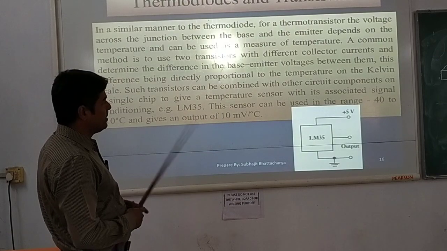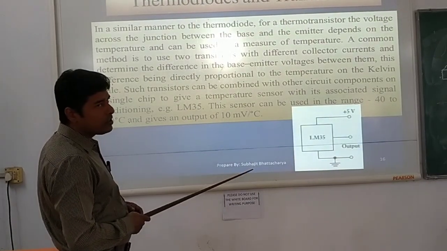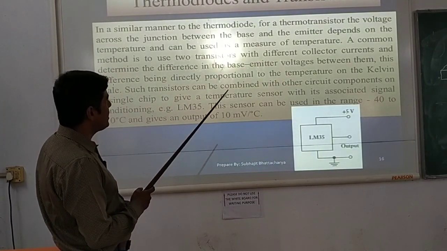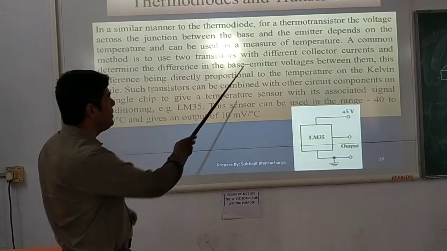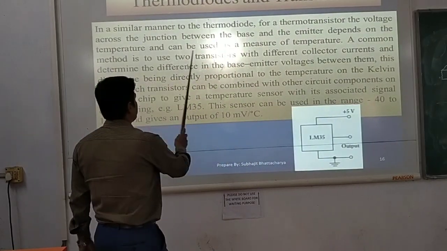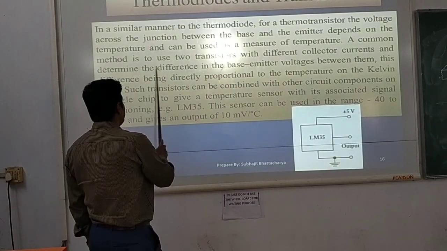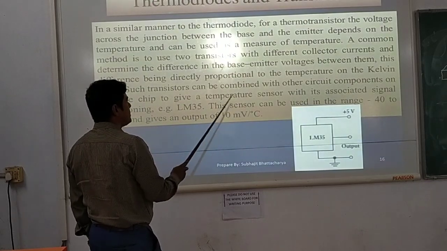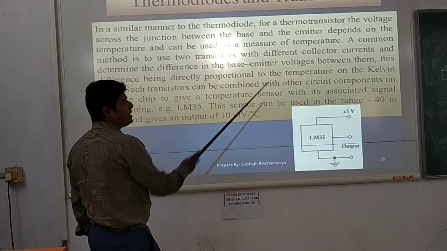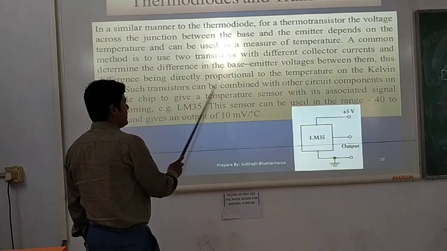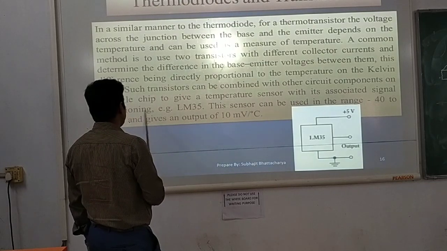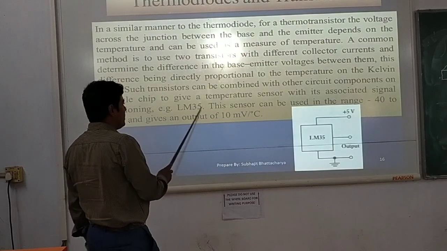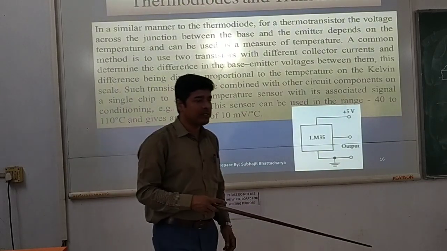Thermodiodes and thermotransistors. In the same manner, we can also use thermotransistors. Similar to the thermodiodes, the voltage across the junction between the base and the emitter depends on the temperature and can be used as a measure of temperature. A common method is to use two transistors with different collector currents and determine the difference in the base-emitter voltage between them. This difference is directly proportional to the temperature on the Kelvin scale. Such transistors can be combined with other circuit components on a single chip to give a temperature sensor with its associated signal conditioning.